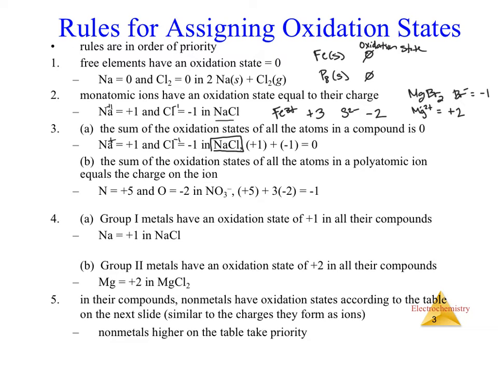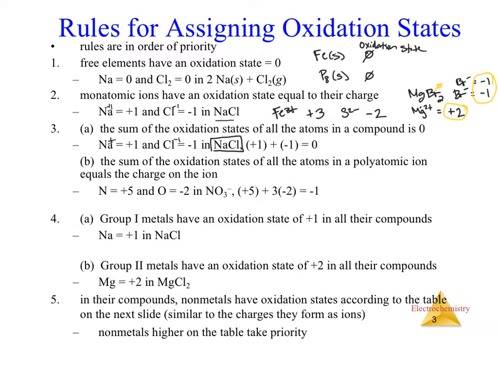You can see here also magnesium bromide, +2 for magnesium. Each bromide is -1 charged with a -1 oxidation state. So when I add my oxidation states, +2 and -2, that does indeed equal 0, which is the charge of that ionic compound.